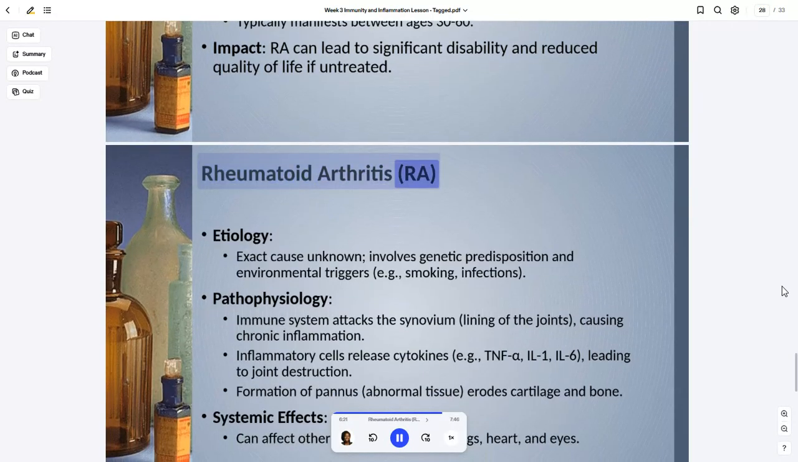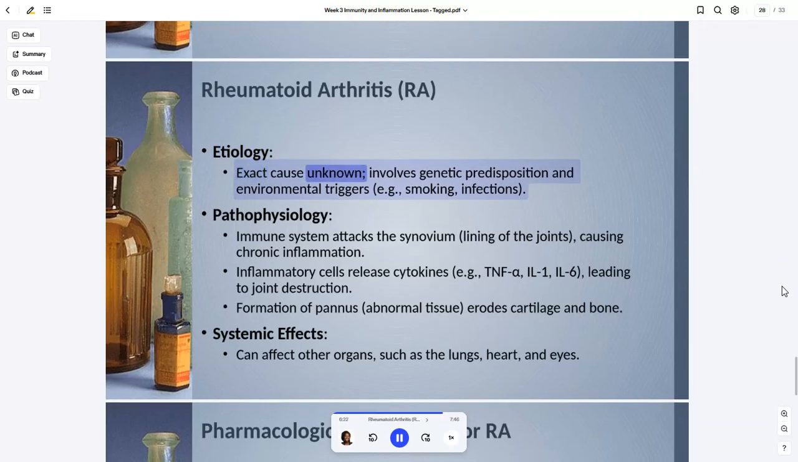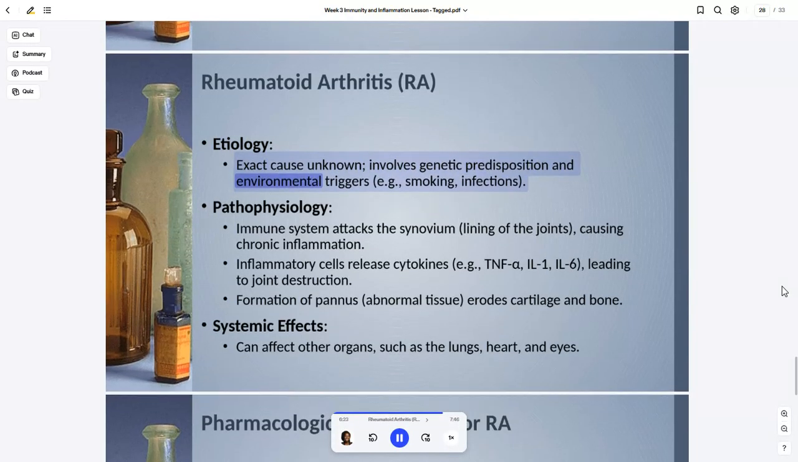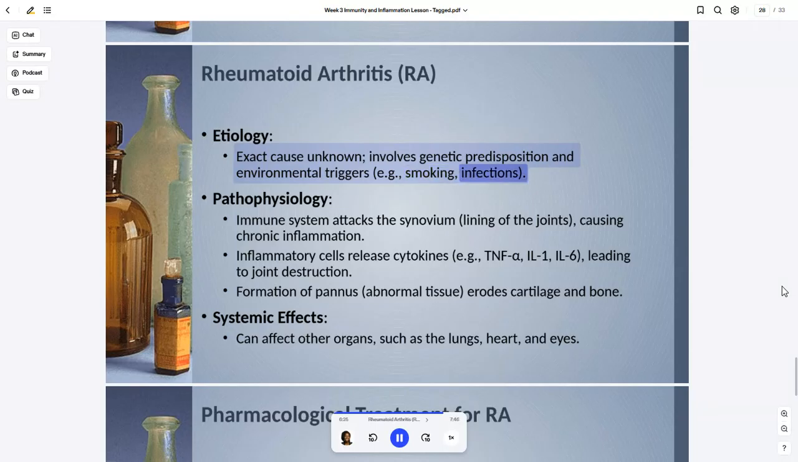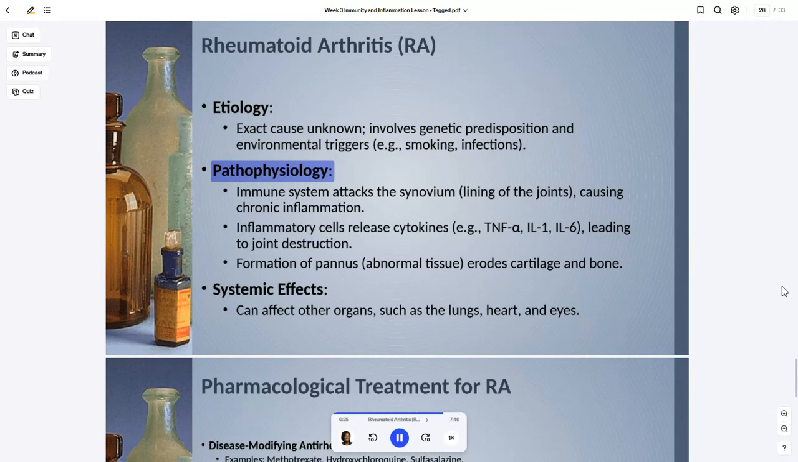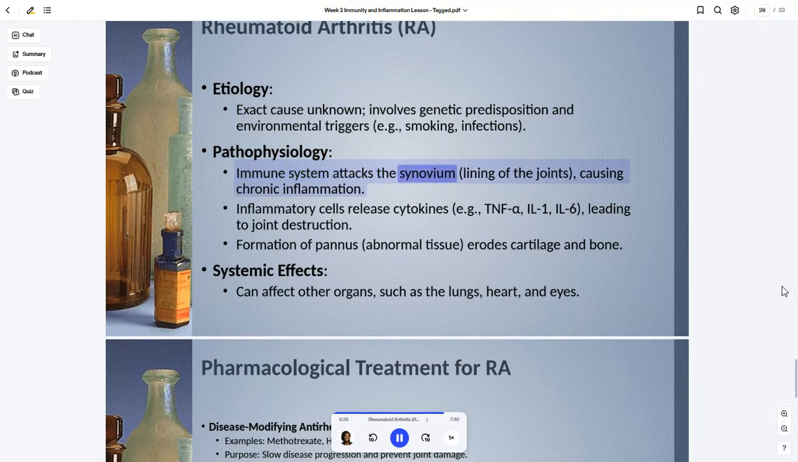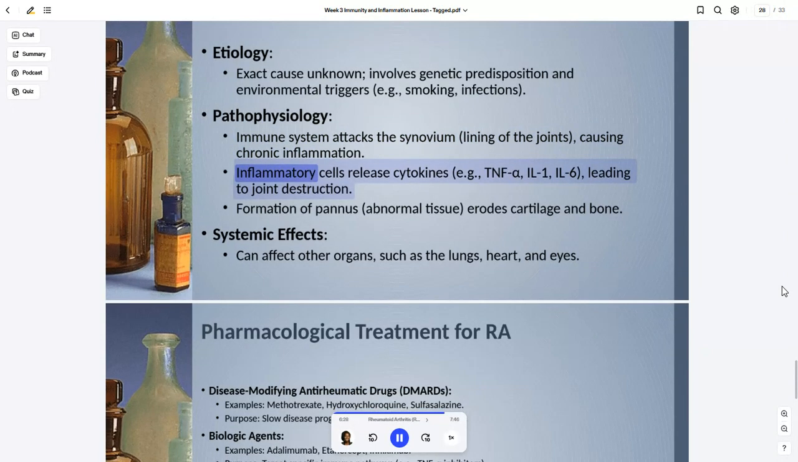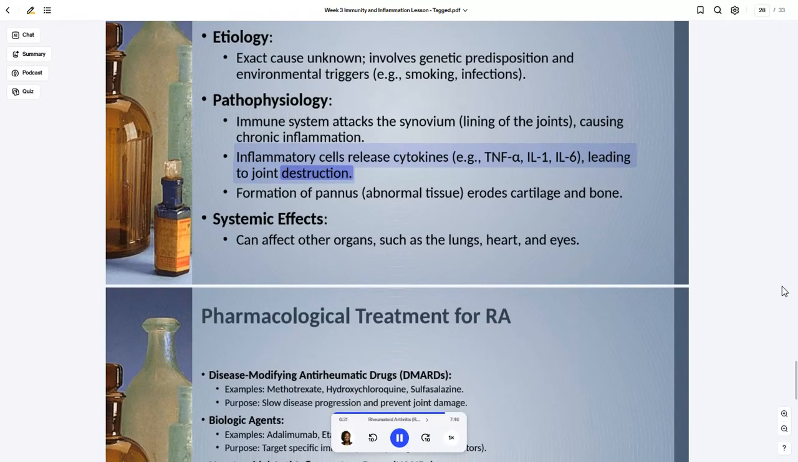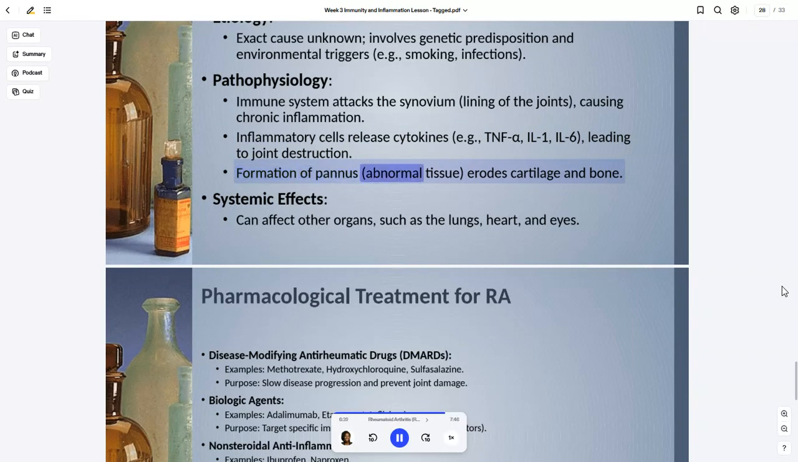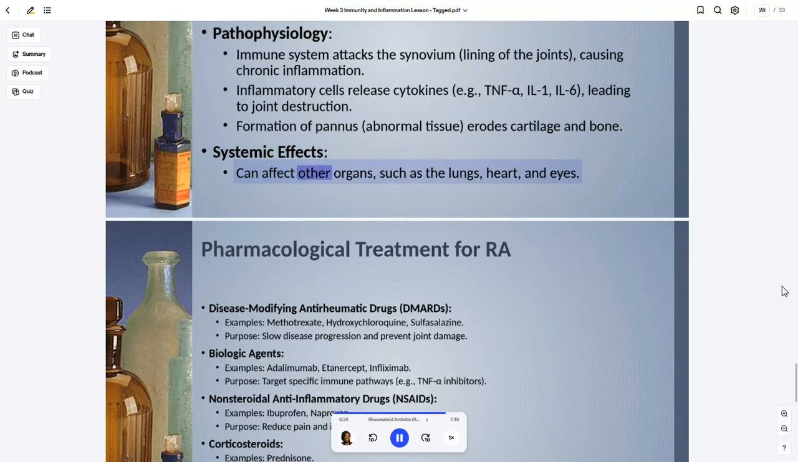Rheumatoid arthritis. Etiology: exact cause unknown, involves genetic predisposition and environmental triggers, for example, smoking, infections. Pathophysiology: immune system attacks the synovium lining of the joints, causing chronic inflammation. Inflammatory cells release cytokines, for example, TNF-alpha, IL-1, IL-6, leading to joint destruction. Formation of pannus, abnormal tissue, erodes cartilage and bone. Systemic effects can affect other organs such as the lungs, heart, and eyes.